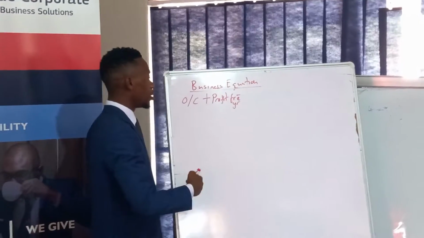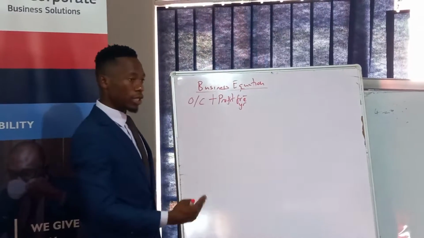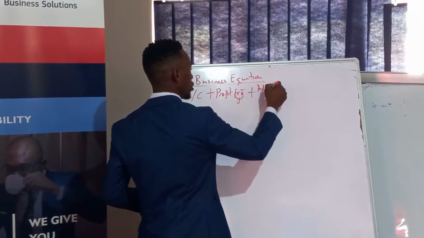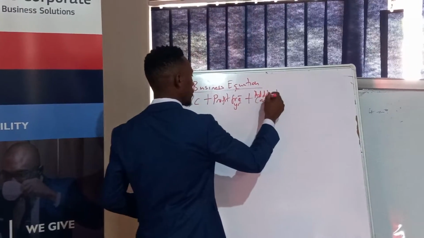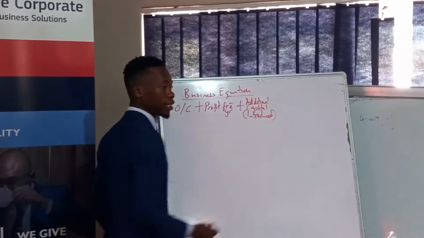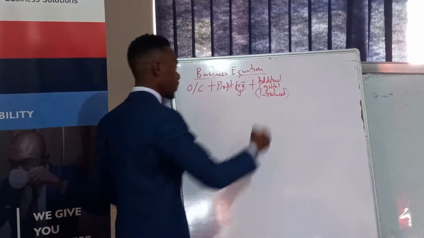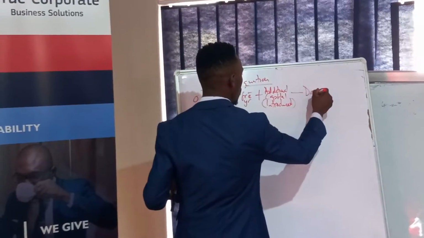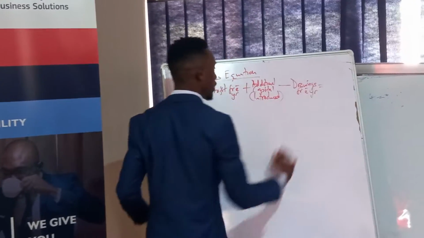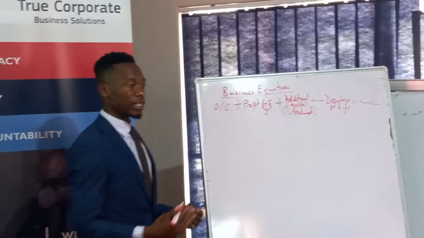Opening capital. So this is the capital that has been introduced into the business. You then add the profit that you have made. Then you also add, if you have, the additional what? Additional capital, or we call it the capital introduced, right? This is the capital that has been invested, the amount that has been invested during the year. You also less the what? You also less the drawings for the year. Then the balance that you get is called the closing capital, or we call it the closing net assets.